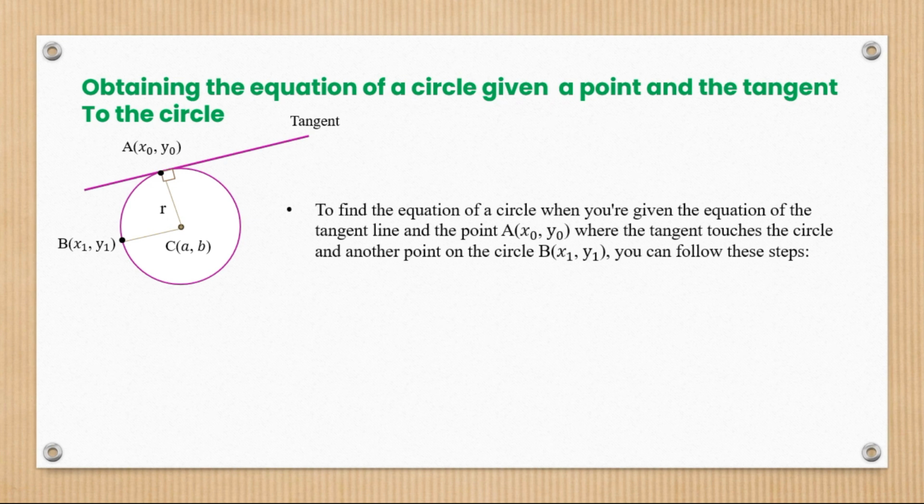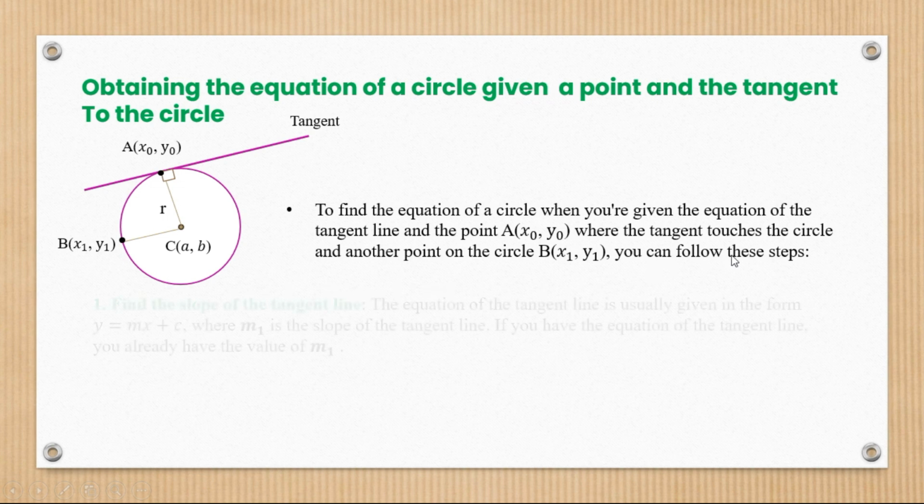And then you see the radius makes an angle of 90 degrees with the tangent. Alright, so to find the equation of a circle, when you're given the equation of the tangent line and the point A (x0, y0) where the tangent touches the circle, and another point on the circle, B (x1, y1), you can follow these steps. So actually what it means is, in this case, we don't know the equation of the circle, and also that means we don't know the coordinates of the center. So we only know the equation of the tangent, we only know the point A where the tangent touches the circle, and we know another point B which also lies on the circle. So how will we find the equation of a circle?